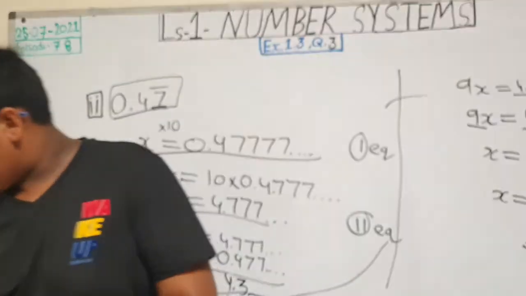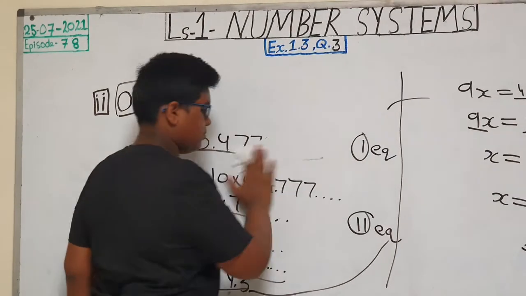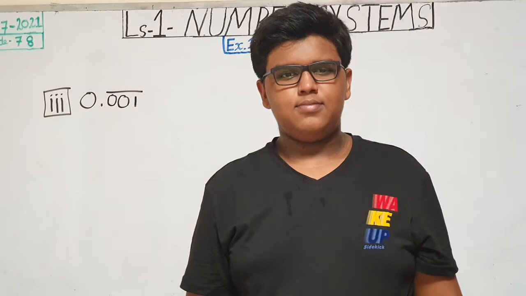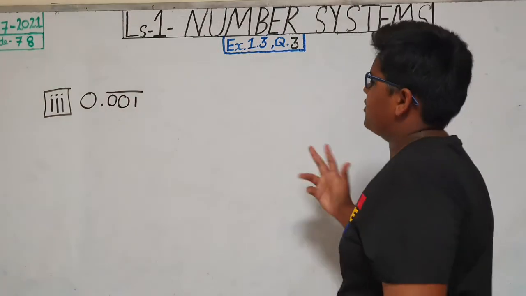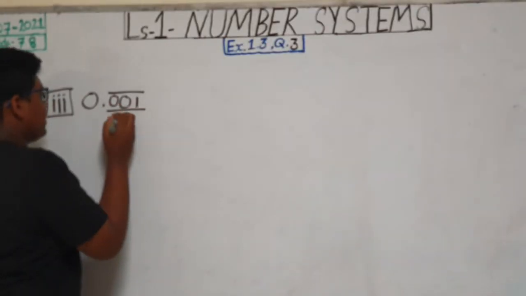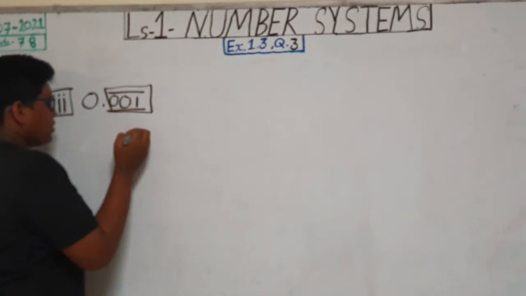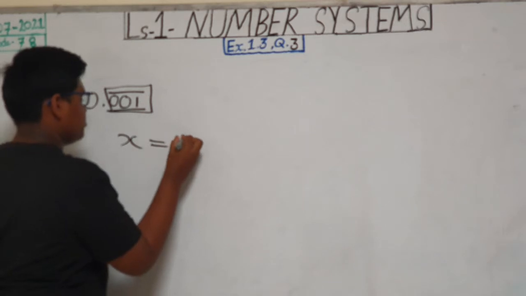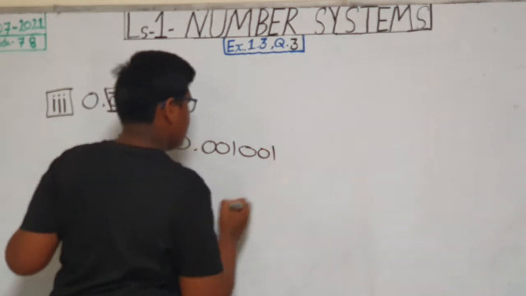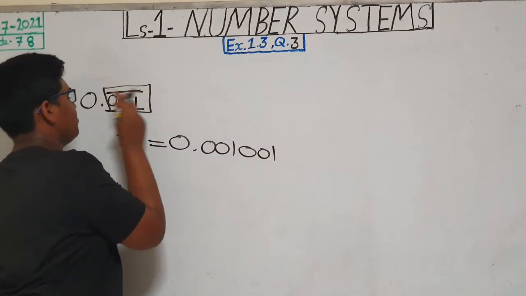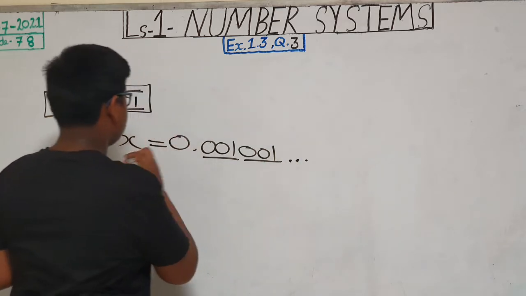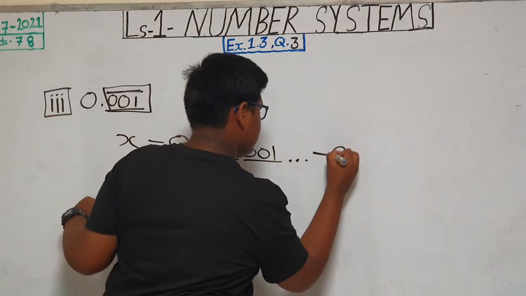Now I will erase this and go for the third one. Now we are going to solve the last one. So the last one is 0.001 bar. So now we can tell that this whole is bar. So let's take x. x is equal to 0.001. Then we are going to write again 001 because the bar is on the three numbers. So we will repeat the same three numbers every time. So this continues, and this is our first equation.